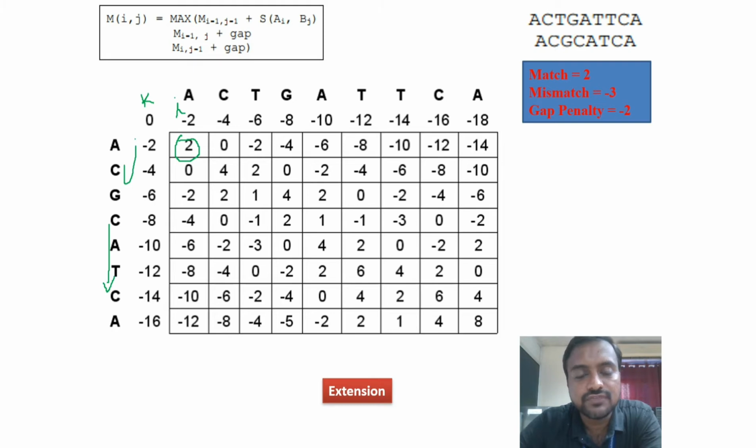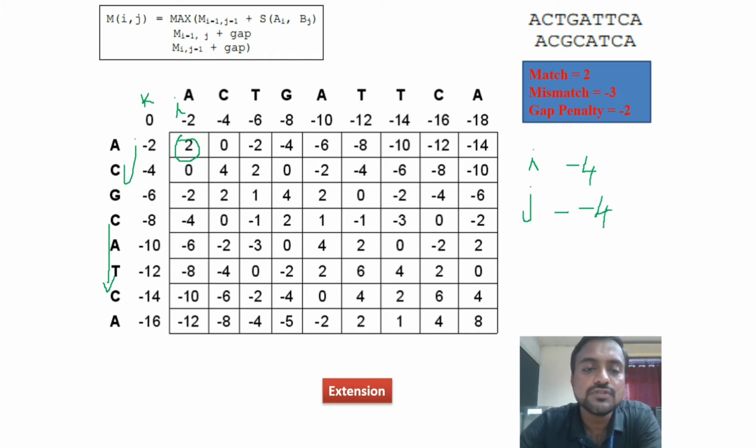So if I have to fill this, let us go ahead here. Let's take I. What is the value of I? Minus 2. And what is the gap penalty? Minus 2. So minus 2 minus 2 is going to get you minus 4, and this is the contribution from I. Then comes J. Here, what is the J value? Minus 2. And what is the gap penalty? Minus 2. So what is the contribution from J? Again, minus 4.